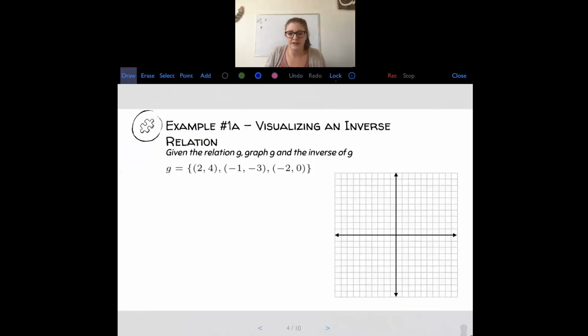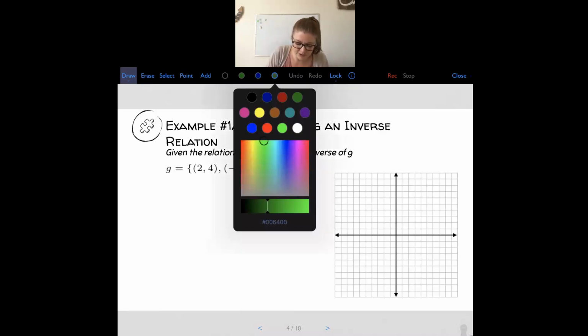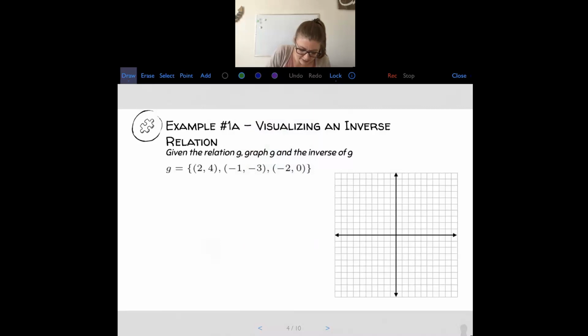Example 1a, visualizing an inverse relation. Given the relation G, graph G and the inverse of G. First we're going to start by graphing G. This is a set of ordered pairs, and I am going to graph G in green. So we have (2, 4), (1, -3), and (-2, 0). Okay, so G is in green.